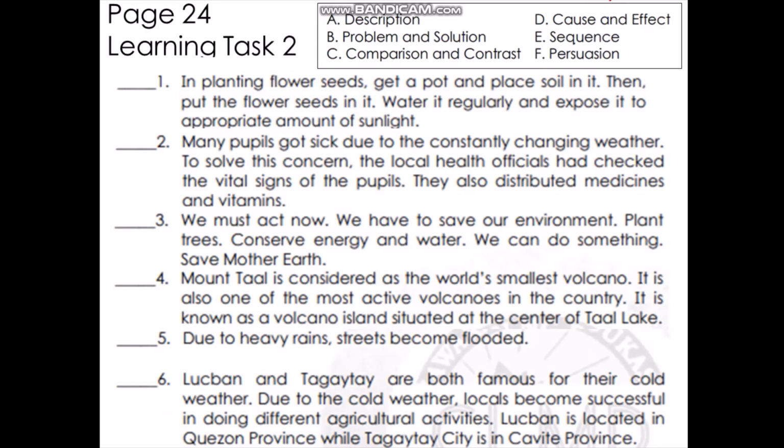Number 2. Many pupils got sick due to the constantly changing weather. To solve this concern, the local health officials had checked the vital signs of the pupils. They also distributed medicines and vitamins. So, what informational text is this? Is it letter A, B, C, D, E, or F?